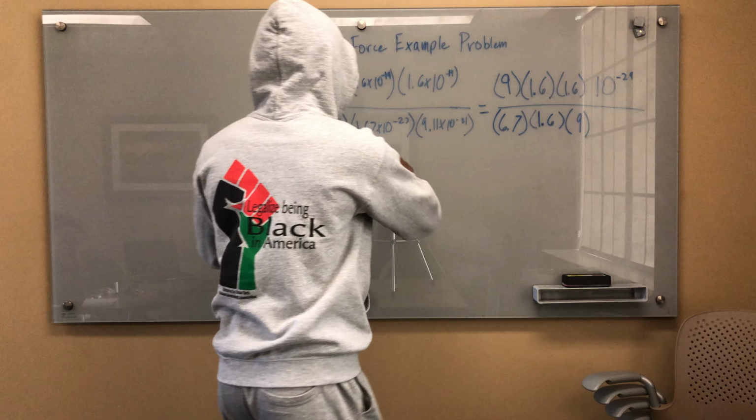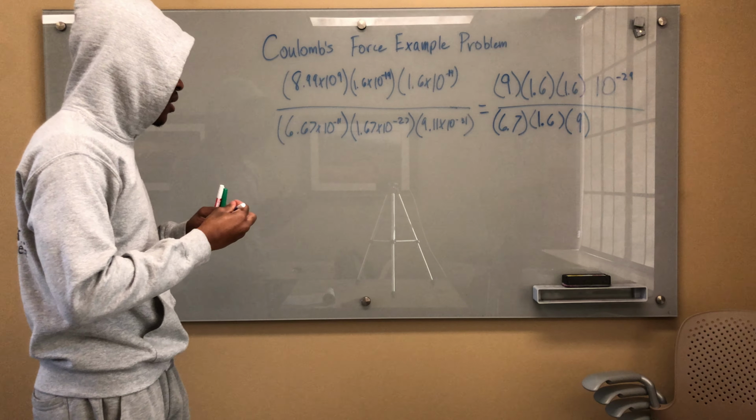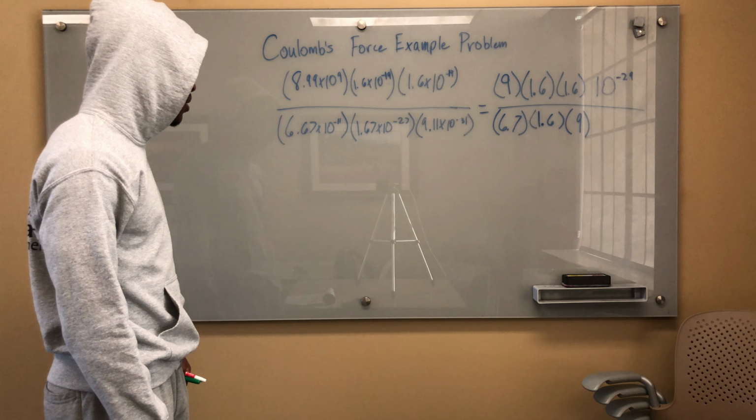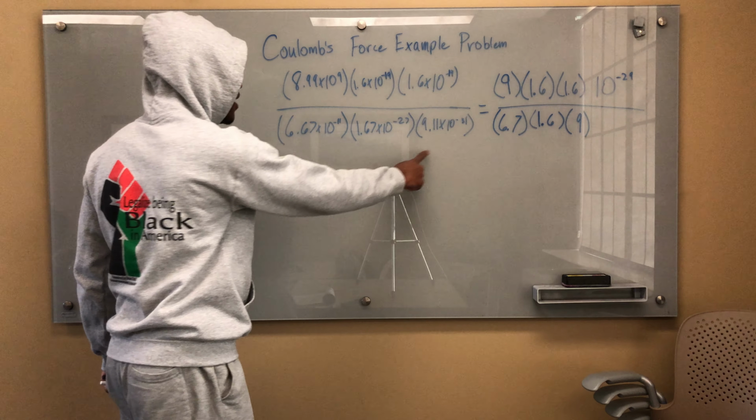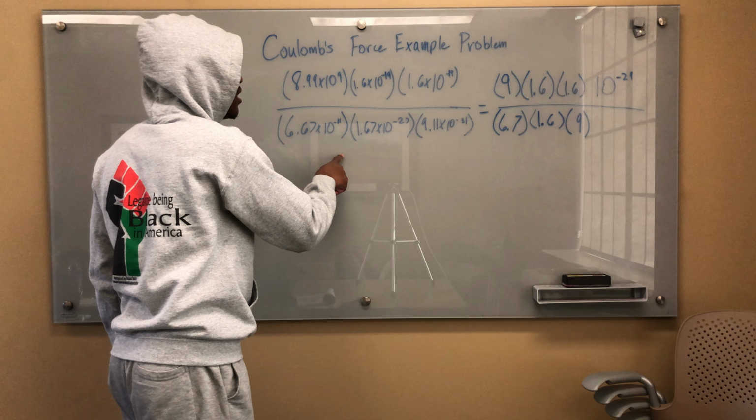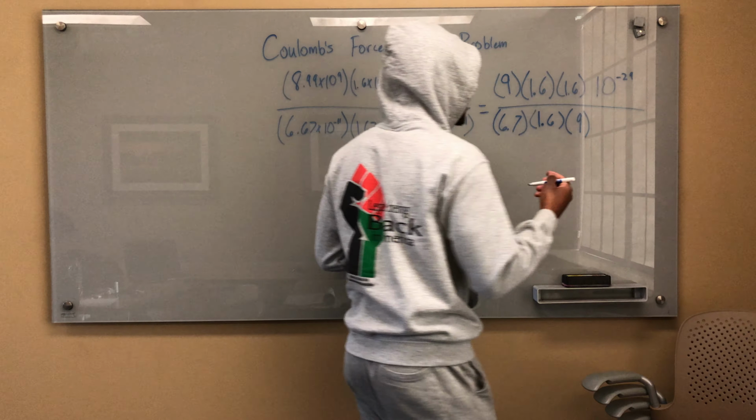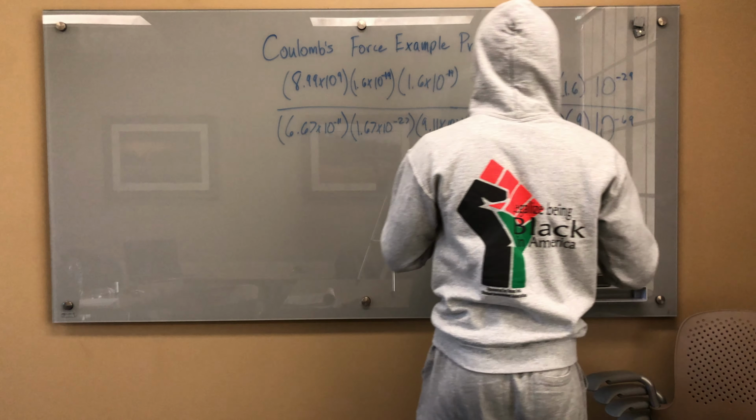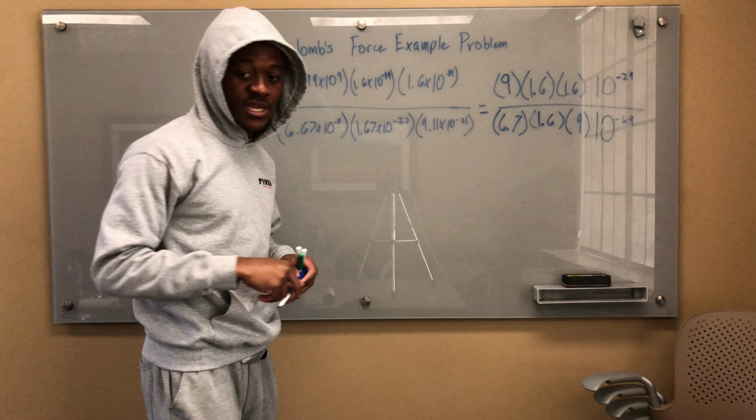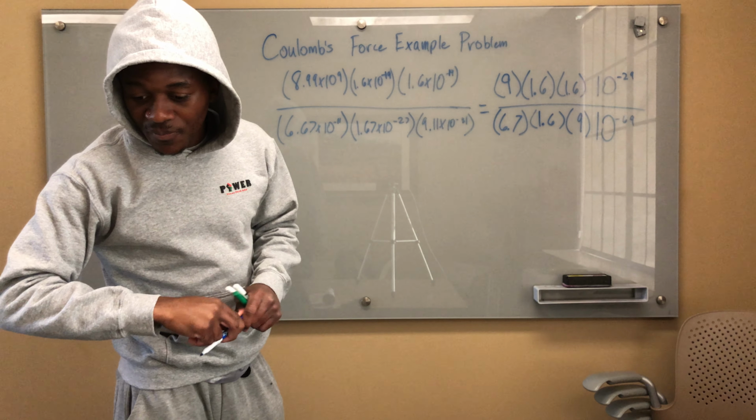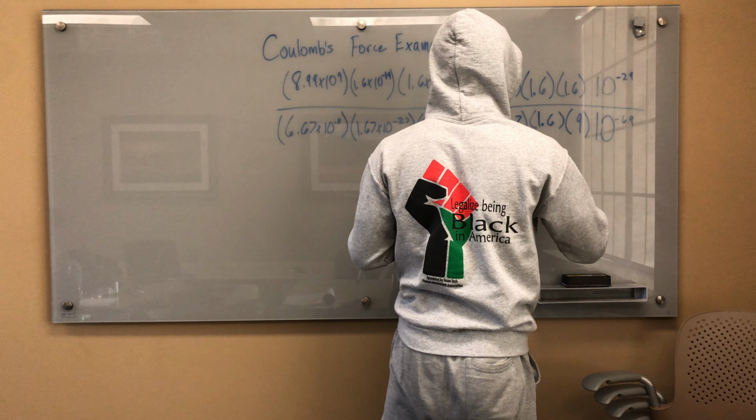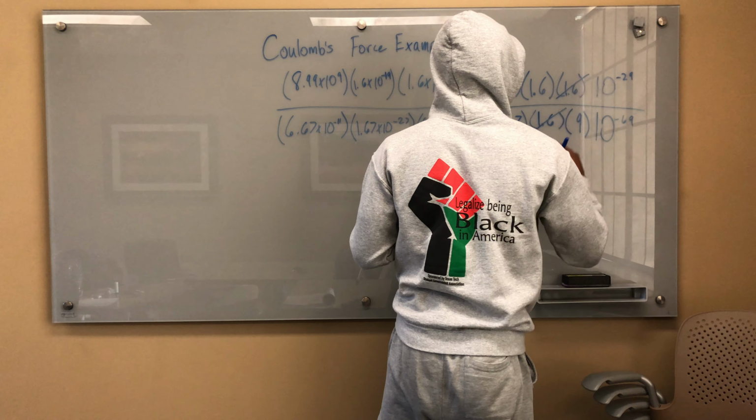And then I'm going to multiply these tens out again, right? 58 plus 11 is 69, so 10 to the negative 69. So I can see that a few of these can cancel out. So what I'm going to go ahead and do is cancel those out.